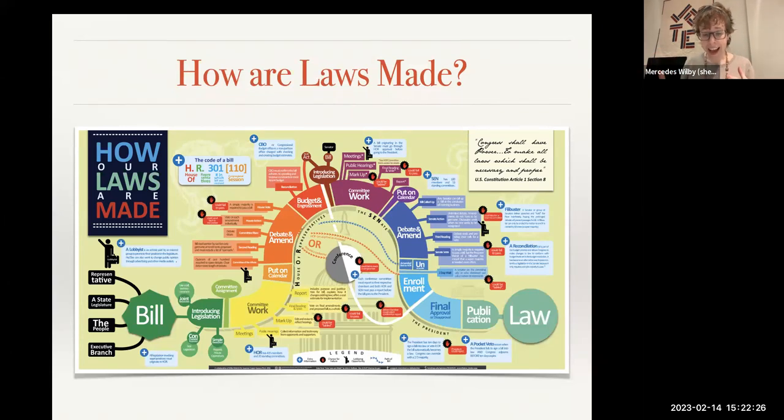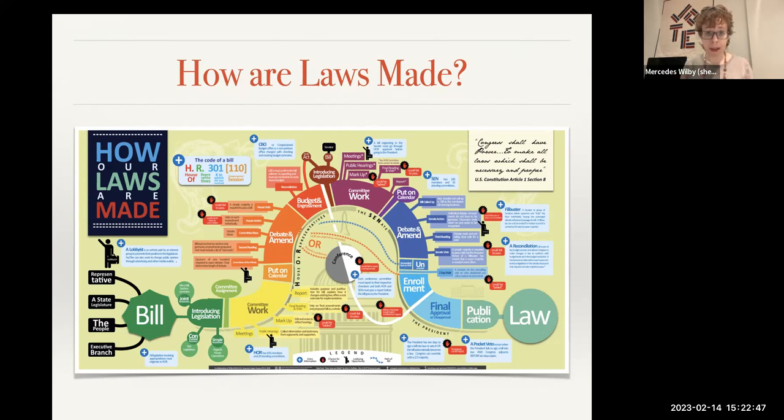In addition to looking at representation in Congress and also how Congress overcomes collective action issues, we also do need to look at how laws are made, right? If that's Congress's main power to make the laws, then we need to understand how they do that. It's a really long and convoluted process.